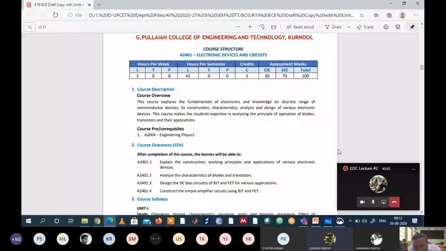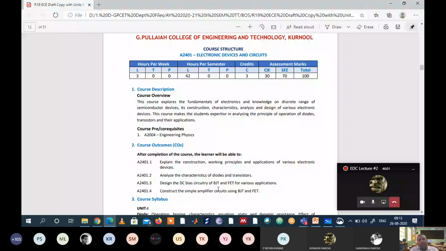Sir, excuse me, sir. We are at the course outcomes, sir. We are stuck at the second point of the course outcomes. The second point: the learner will be able to analyze the characteristics of diodes and transistors. You might be drawing different characteristics of diodes and transistors, what is on the x-axis and what is on the y-axis.